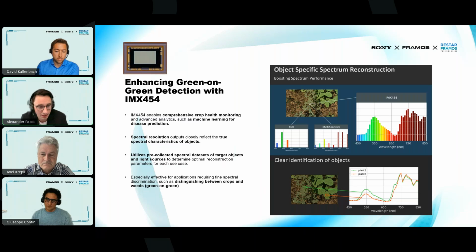The system utilizes pre-collected spectral data sets of target objects and light sources to determine optimal reconstruction parameters for each specific use case. You're essentially training the system to recognize the spectral fingerprints of crops versus weeds, or healthy plants versus diseased ones. This approach is especially effective for applications requiring fine spectral discrimination, and that's how distinguishing between crops and weeds, or green-on-green detection, becomes more reliable and accurate.